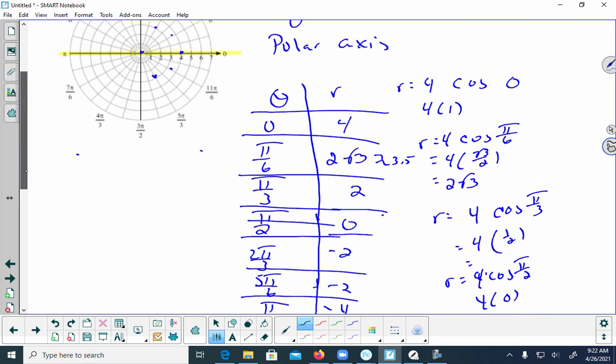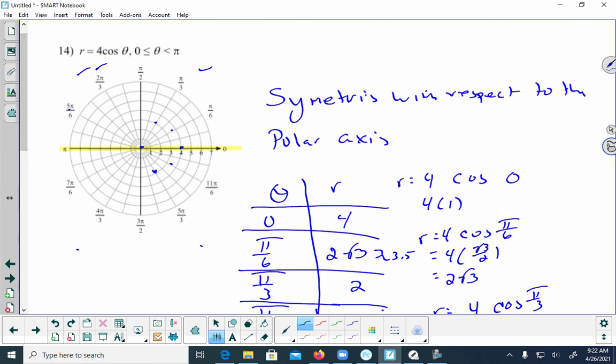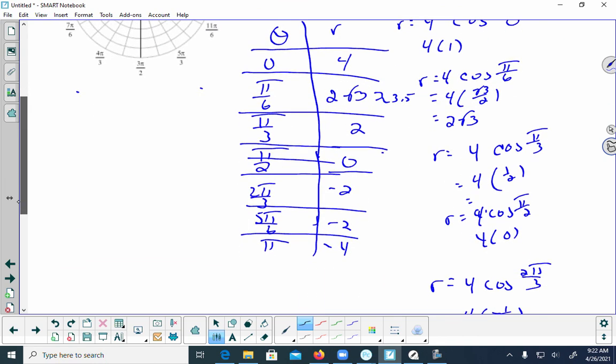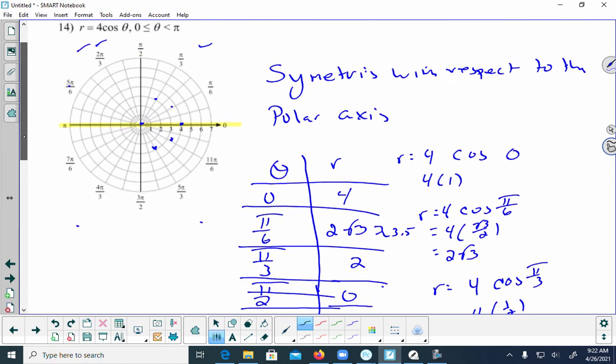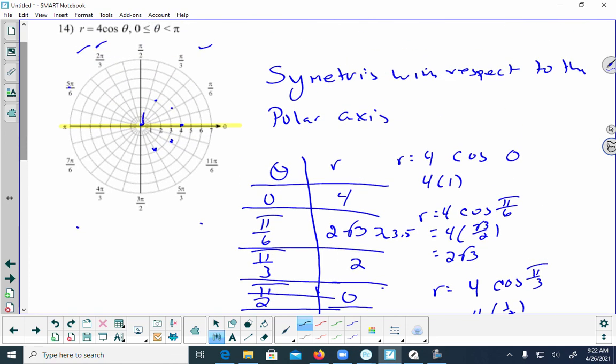When I do 5 pi over 6, that's this angle here, negative 3.5. And then finally, oh, I wrote that wrong. And then pi, negative 4, which is this. When I sketch this, I can check my calculator to get a better picture of it, but it's going to be a circle off to the side like that.